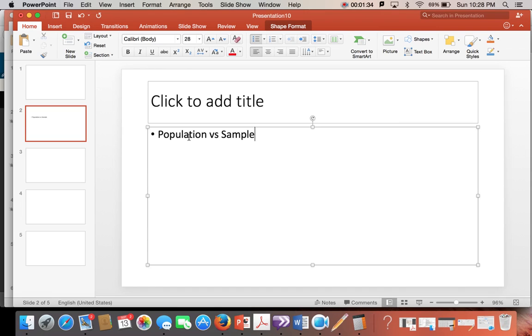Now versus the sample being just the individuals that I randomly select from the population. So let's say out of a class of 25 or 30 people that I have, I randomly pick 10 people to represent my group. Okay, that's what we're talking about with the population versus the sample.